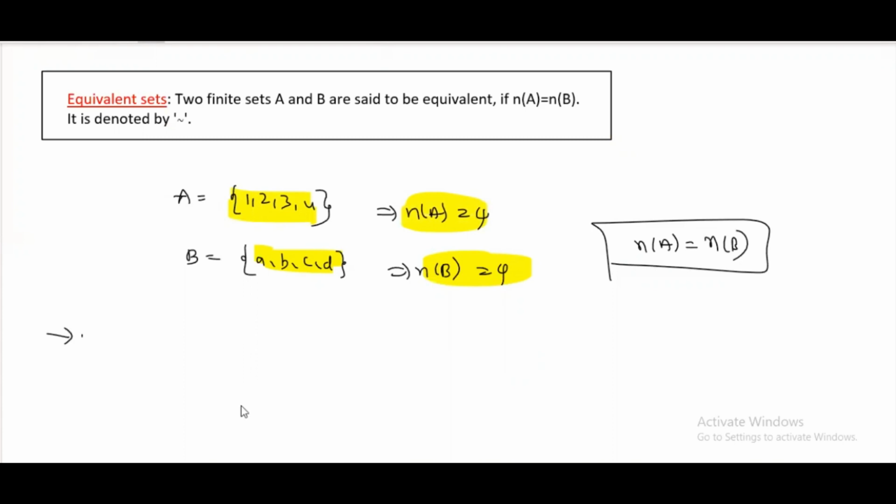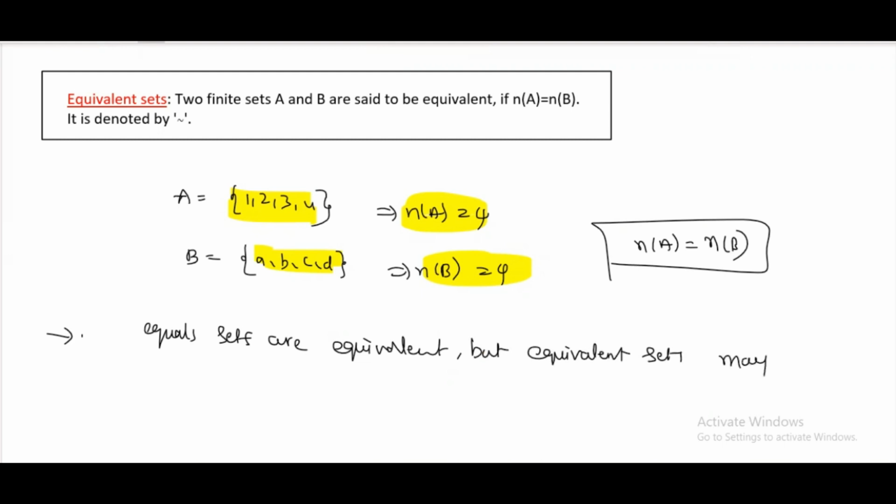So clearly we can say from here that every equal set is equivalent, but the converse we cannot say. Equal sets are equivalent, but equivalent sets need not be equal, may not be equal.